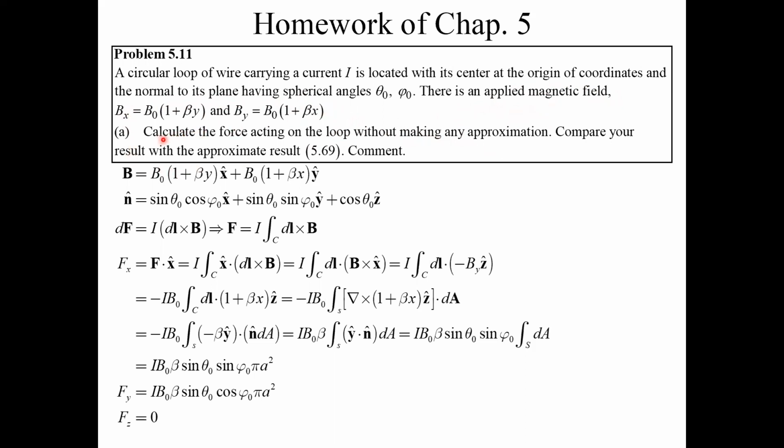And part A, calculate the force acting on the loop without making any approximation. Compare your result with the approximate result. Comment. Our magnetic field is like this, and let the normal vector of the current of the circular loop be n here.